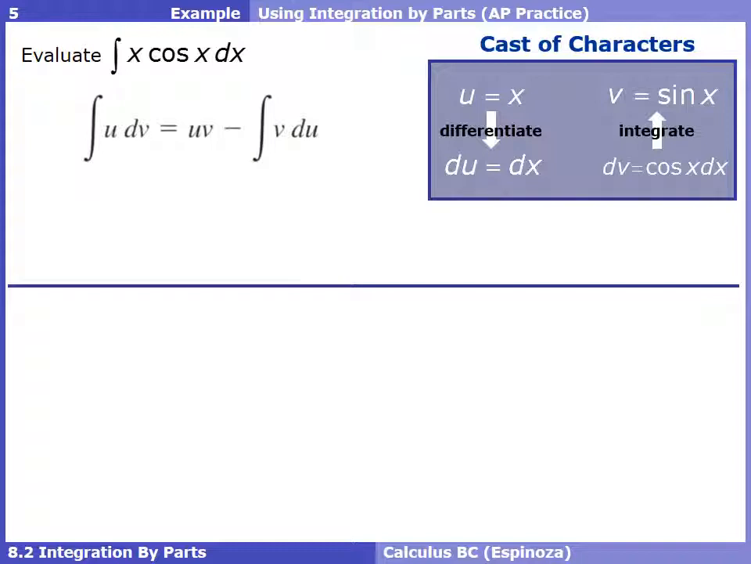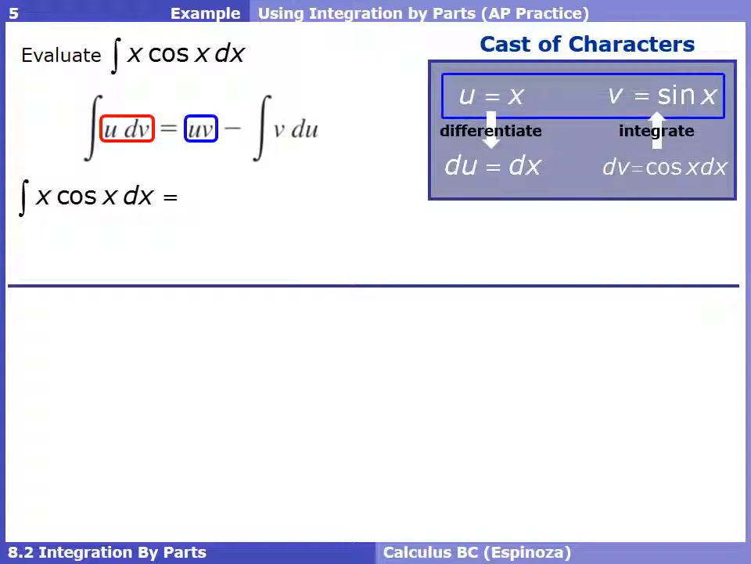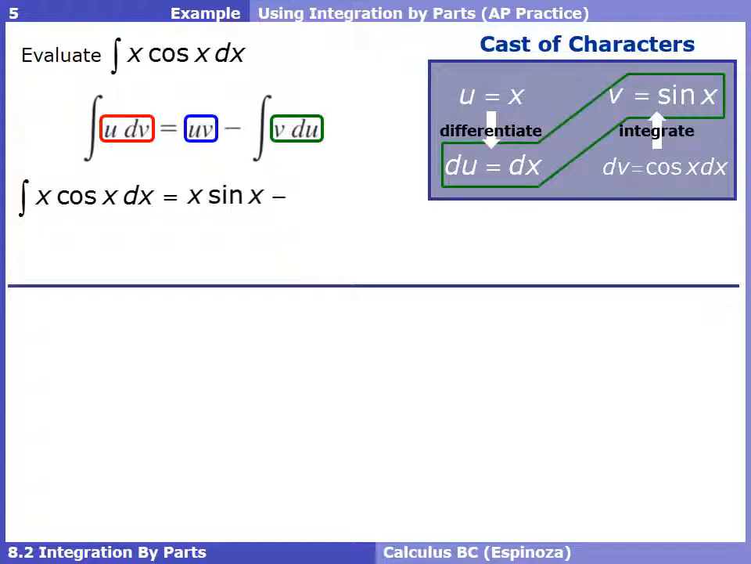Once we have all that populated in our little cast of characters there, it's just a matter of plugging what we know in. This red diagonal here should be the original problem, and it certainly is. It's x cosine x dx, so that checks out. Then we need to take the u times the v, which is this top row of our cast of characters, so that's just going to be x times sine x. And then we need to subtract away the integral of v du. V is sine x, du is just simply dx.